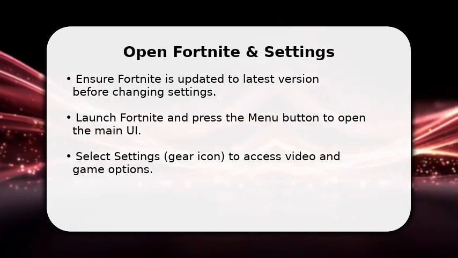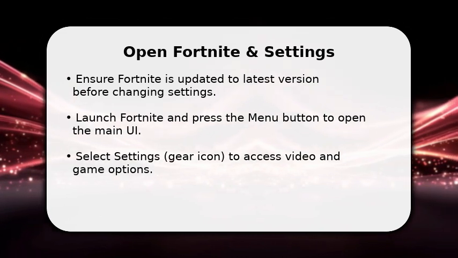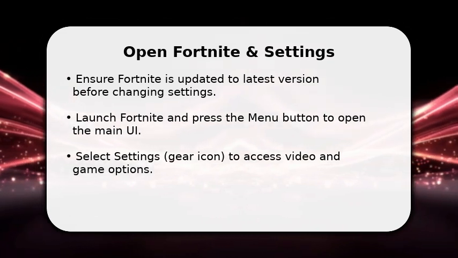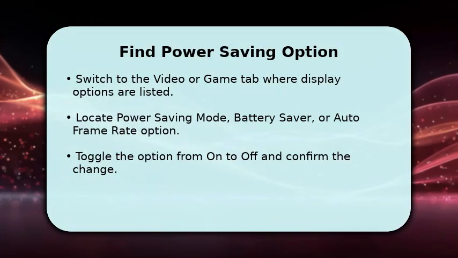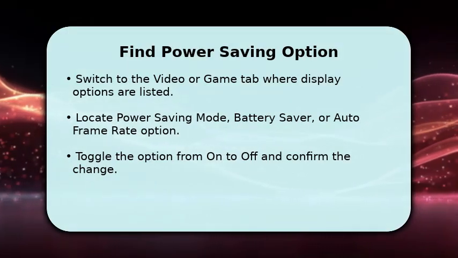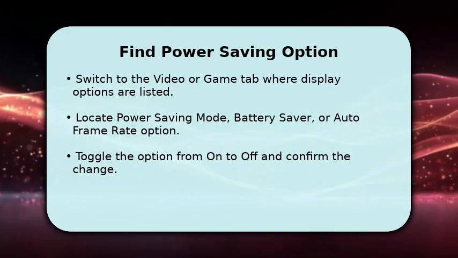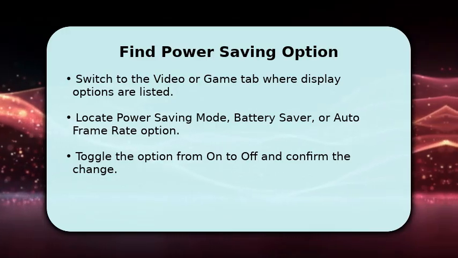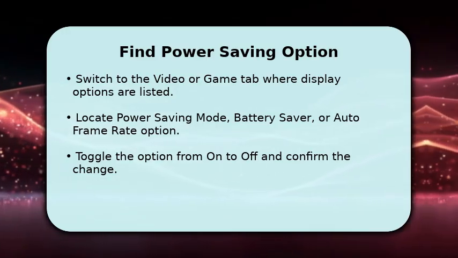Now navigate to the Video or Game tab. That's where Fortnite groups display and performance toggles. Look specifically for labels like Power Saving Mode, Battery Saver, or Auto Frame Rate. Naming varies by platform. Once you find it, flip the switch from on to off.